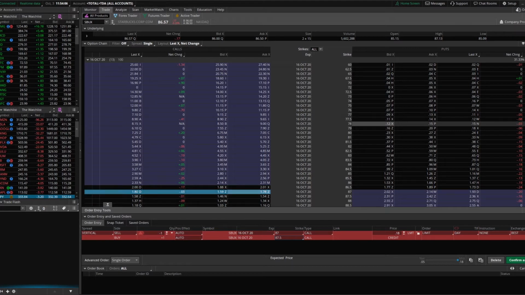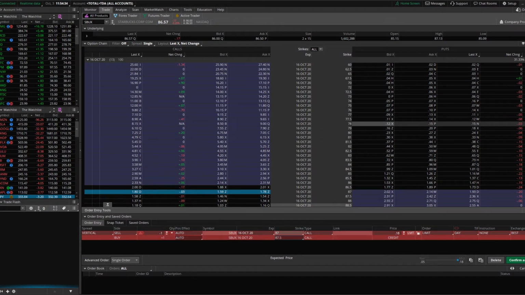What I'm saying here by selling this call credit spread is that Starbucks can go past 87, but I don't think it's going to go any farther than 87.5. If Starbucks ends the week higher than 87.5 and these contracts expire, I'm going to lose all my collateral, which is the difference between the strike prices.